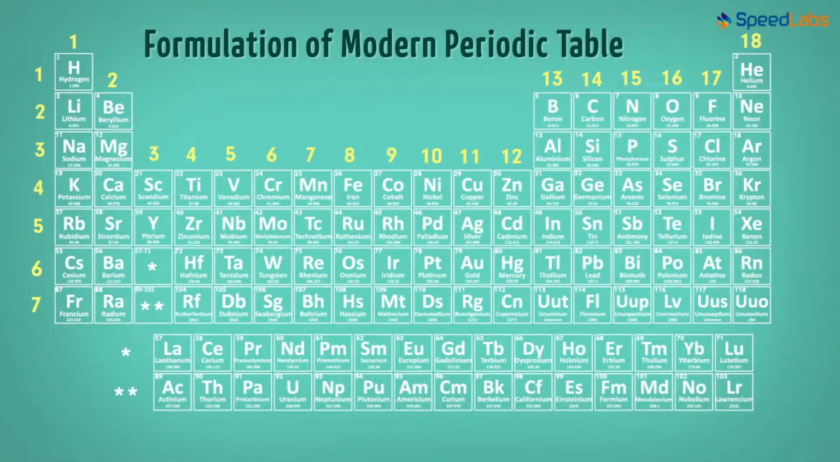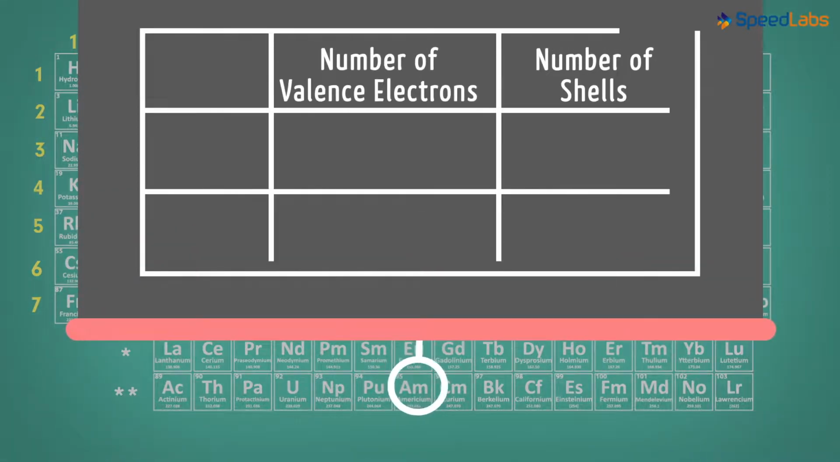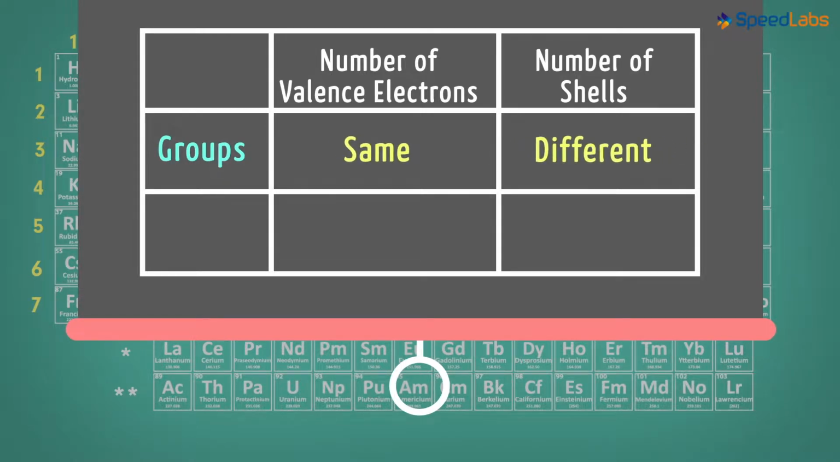Groups and periods help us to know the chemical properties of elements. Let's quickly recap by forming a simple table. Groups will have elements having the same number of valence electrons but different number of shells, whereas the periods have the same number of shells but different number of valence electrons. So this was a quick introduction to the modern periodic table.